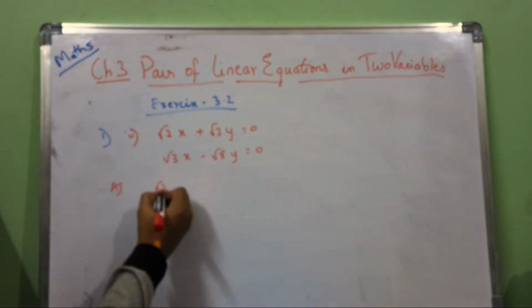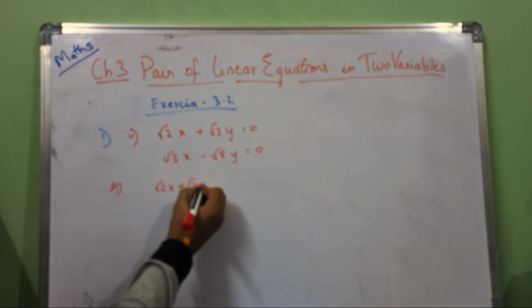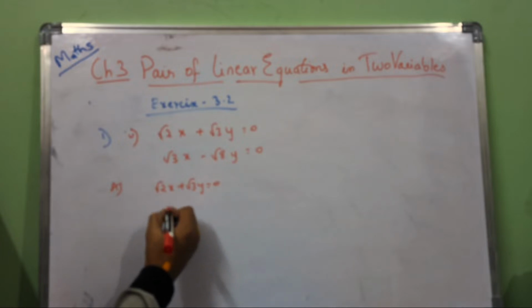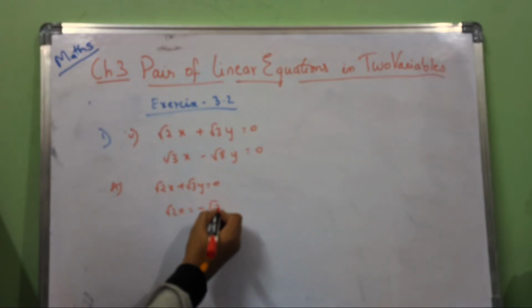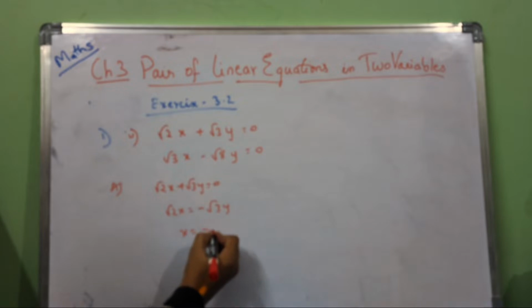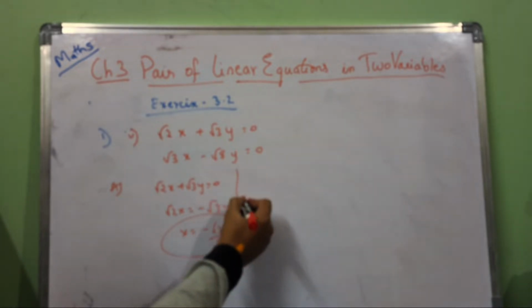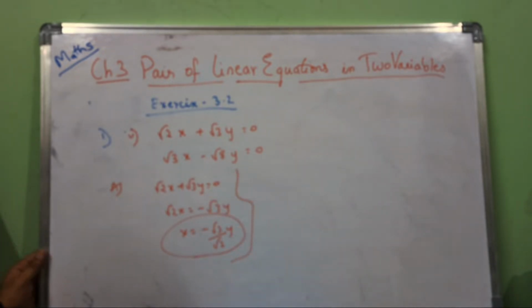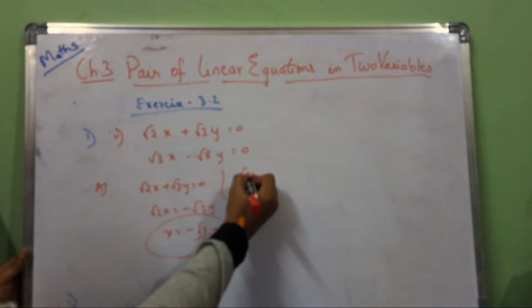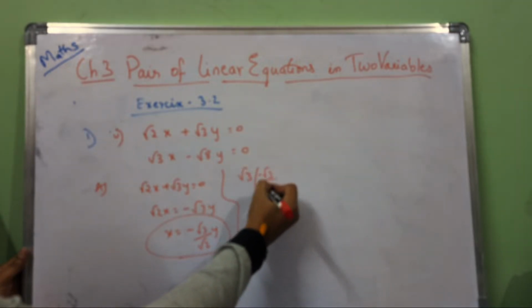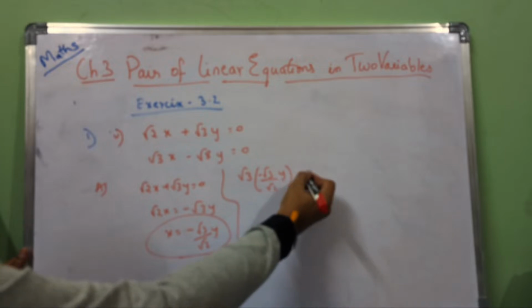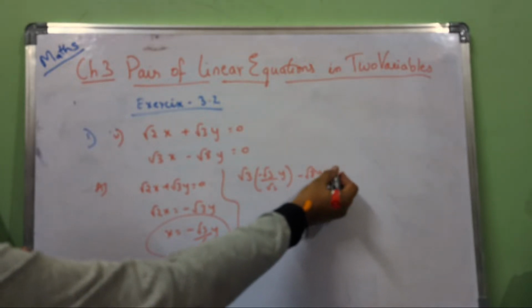Let's substitute using the first equation. Root 2 x equal to minus root 3 y, then x becomes minus root 3 by root 2 y. So we got the first variable in terms of the other. Let's substitute this in the second equation. So root 3 x is minus root 3 by root 2 y minus root 8 y equal to 0.